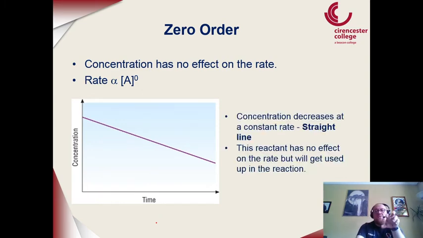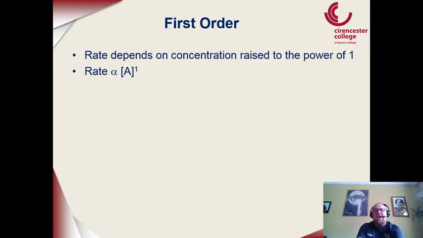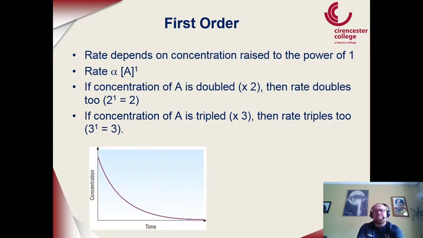So this is always a straight line, and this is a good multiple choice question. They show a concentration against time graph, and they say, okay, what is the order of the reaction with respect to this? So we can see that it is a straight line. If we have a first order, we can see that its rate is proportional to the concentration of A to the power of 1. So if A doubles, then the rate doubles. If A triples, the rate triples too.